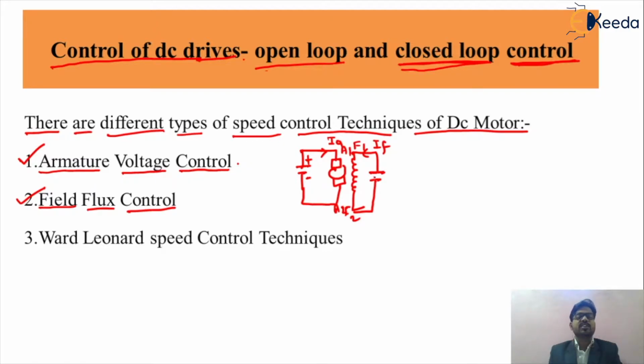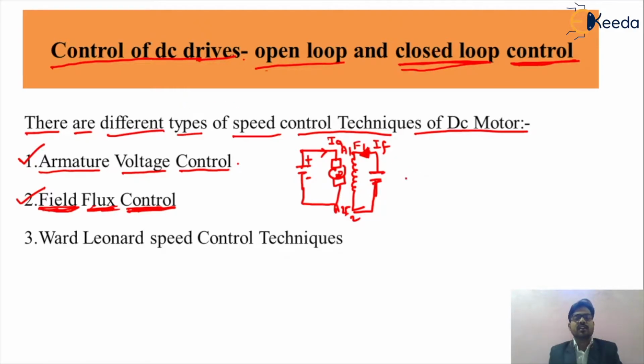In the second speed control technique, we vary the value of the field flux, meaning by changing the current or the flux value, we can control the field flux. When we control the value of the field flux, depending upon that value, the speed of your DC motor will be controlled. This is the second speed control method, and we use it for speed control above the base speed. What do you mean by below the base speed and above the base speed?